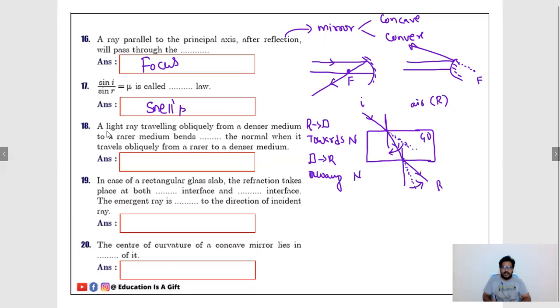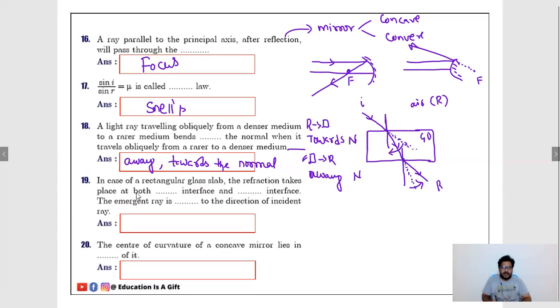Here what we can write? A light ray traveling obliquely from denser medium to rarer medium, so this one is denser to rarer, bends away from the normal. When it travels obliquely from rarer to denser, dash. When it is traveling from rarer to denser, it will bend towards the normal. Like that you can go with the answer.